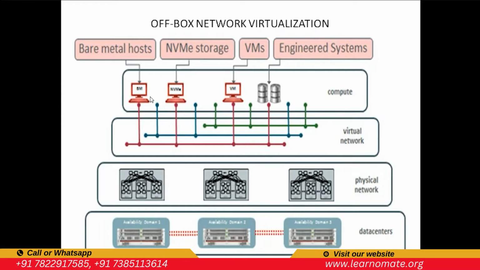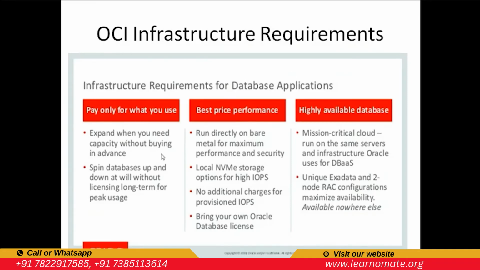And on top of it, you can see all your services like compute, storage, the different types of storage we have, and the different shapes, like different types of OCPUs. On top of that, you can see the engineered systems or VMs, NVMe storage, and bare metal hosts. And this is the pricing part. Pay only for what you use, so only the services I'm using. Expand when you need capacity without buying in advance, or you can spin the databases up and down.